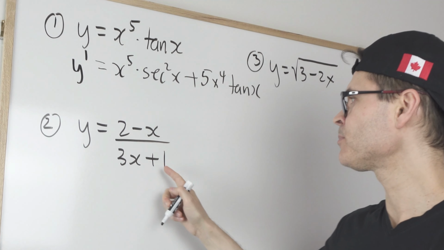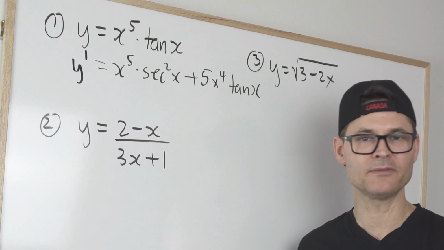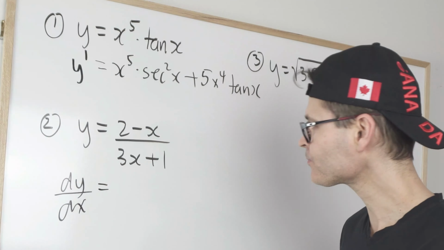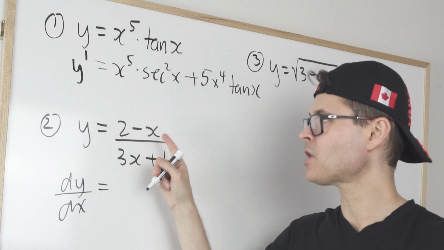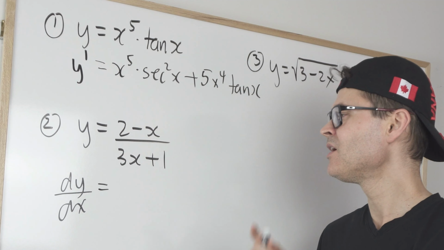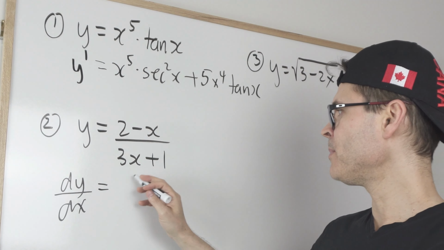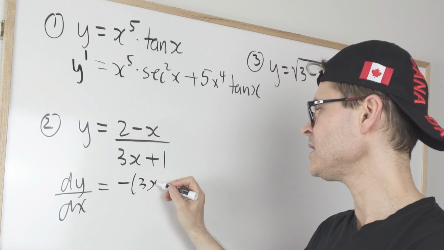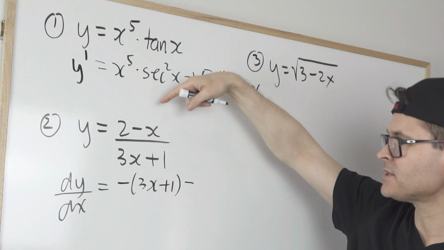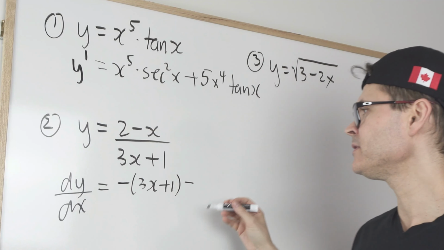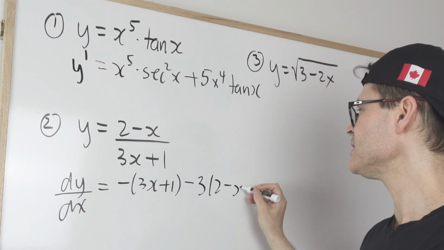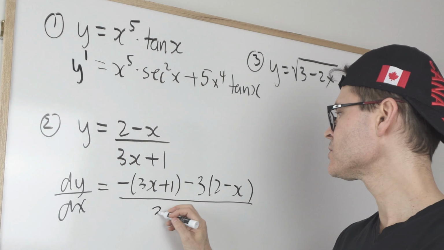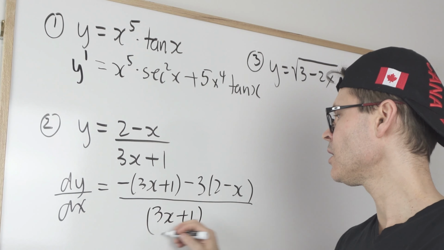Second one here, this is going to be a quotient, so it's something divided by something. So I'll use dy/dx here, just so you get used to the notation. So bottom times the derivative of the top minus the top times the derivative of the bottom, all over the bottom squared. So the bottom times the derivative of the top. The derivative of the top is -1, so negative (3x plus 1) minus the top times the derivative of the bottom. The derivative of the bottom is 3 times (2 minus x), and that can be all written over (3x plus 1) all squared. So (3x plus 1) all to the power of 2.